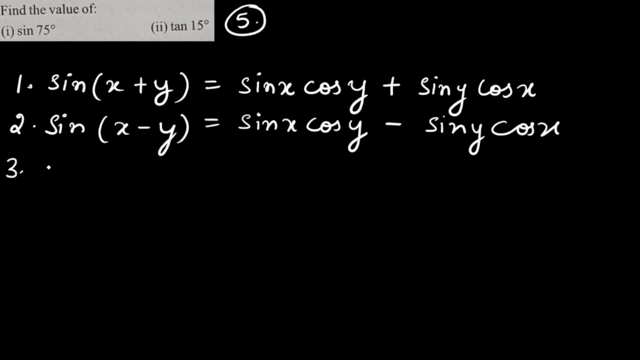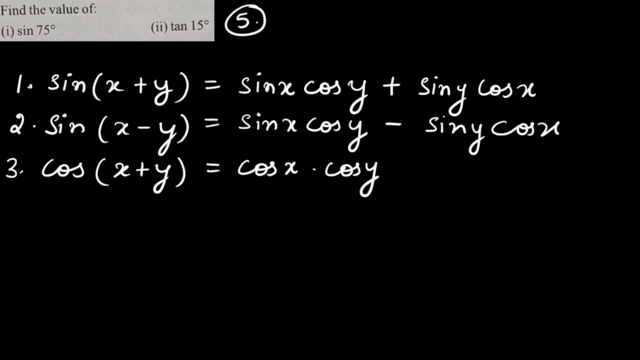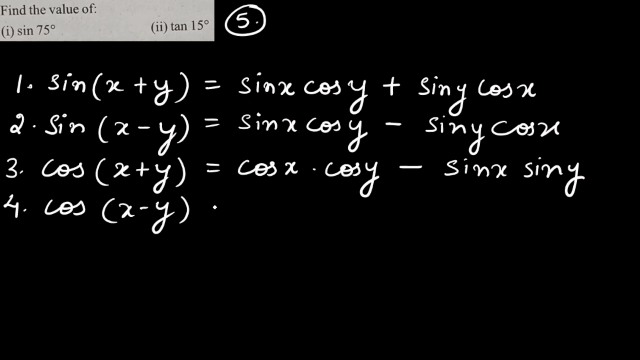Then the third one is cos x plus y. This is equal to cos x into cos y minus sine x into sine y. The fourth one is cos x minus y. Cos x minus y is cos x into cos y plus sine x into sine y.